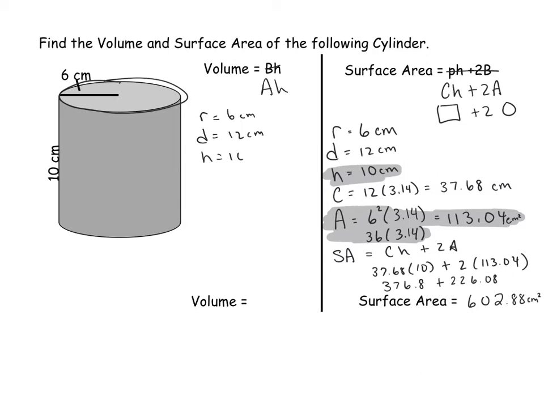Our height is 10. Our area is 113.04. And the volume is A, area of the base times the height. 113.04 times 10. And that would be 1,130.4 centimeters cubed. All right.